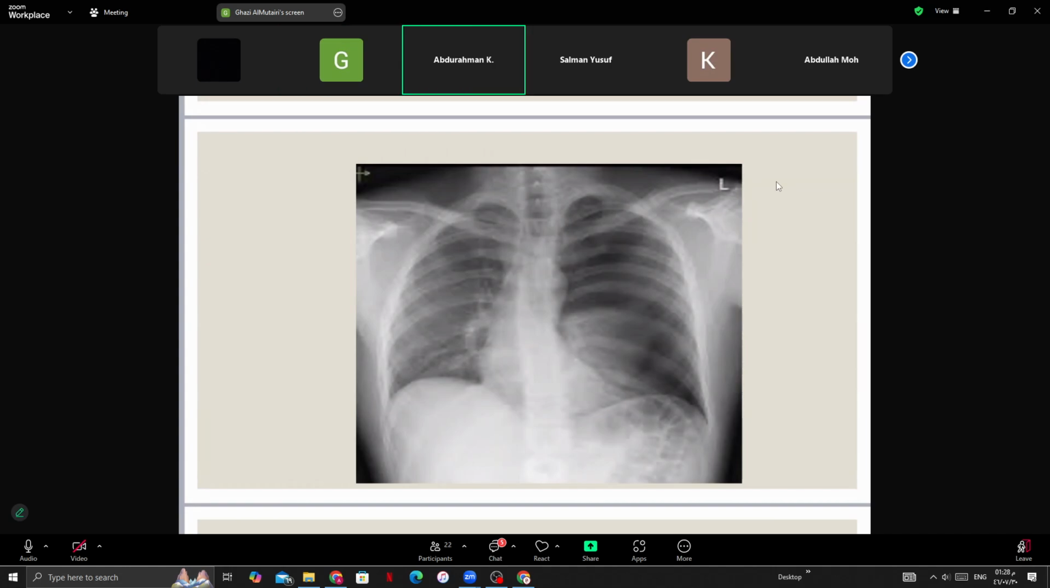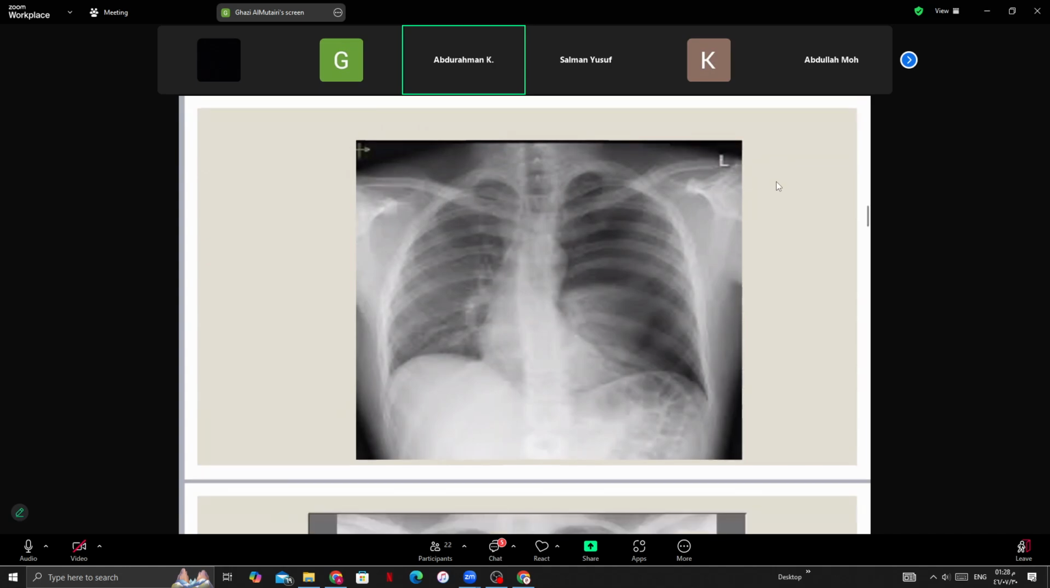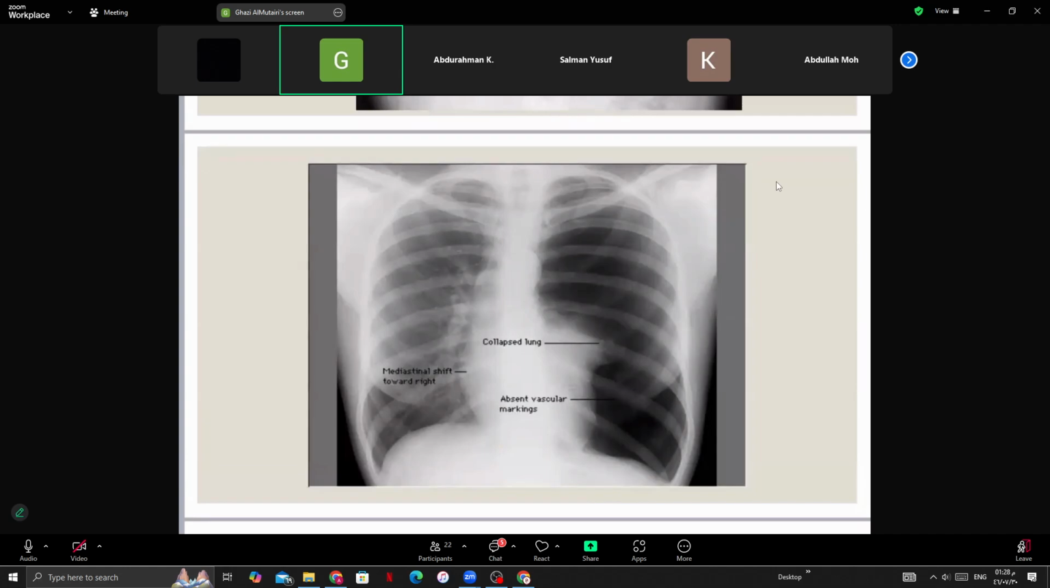Pneumothorax في الرايت لاين or left lung, right? Left lung, and with shifting of the mediastinum and trachea to the right side, to the opposite side, with ipsilateral collapse. Here again you can see clearly the pneumothorax in the left lung, or left pneumothorax, with ipsilateral lung collapse and shifting of the mediastinum to the opposite side.